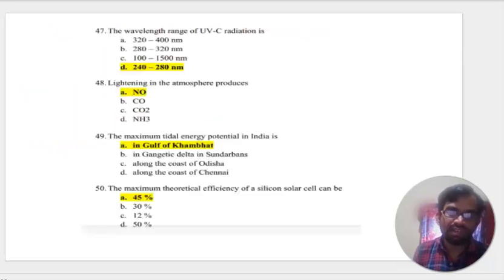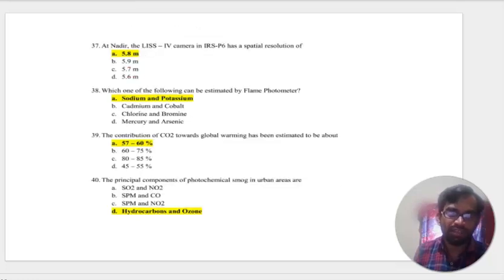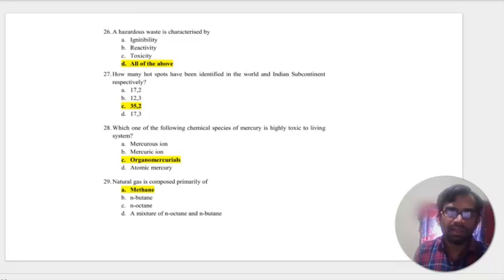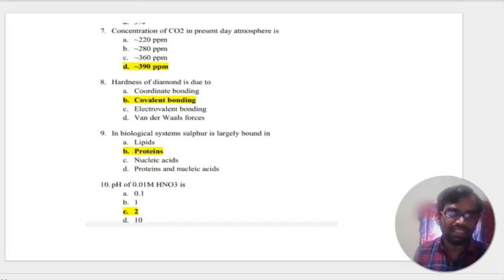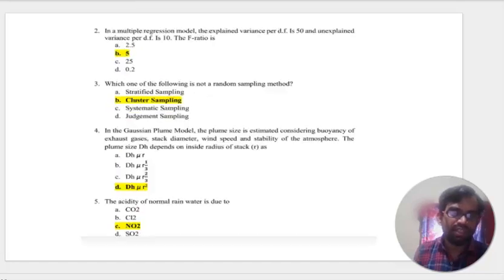You can practice these thoroughly. These are a few of the important questions I have mentioned, previously repeated. You can see these are also previous questions with answers. I hope these questions will definitely be confirmed for you in the next UGC-NET environmental science exam.